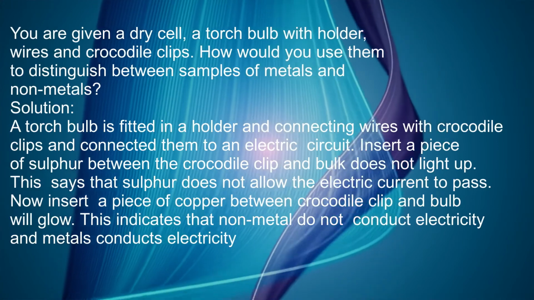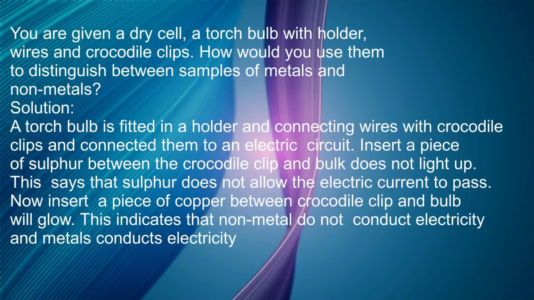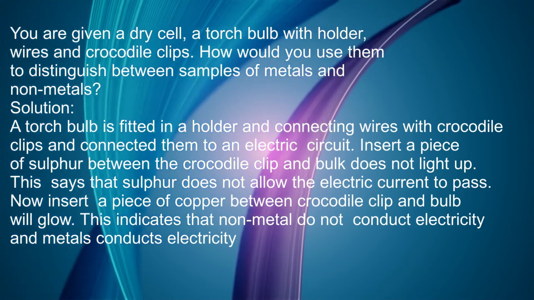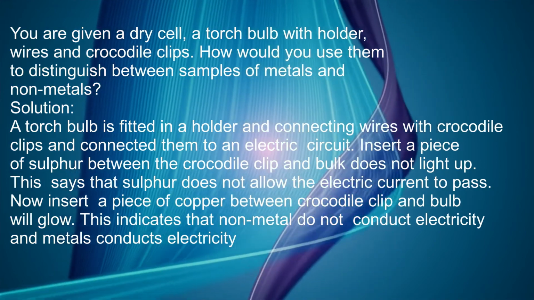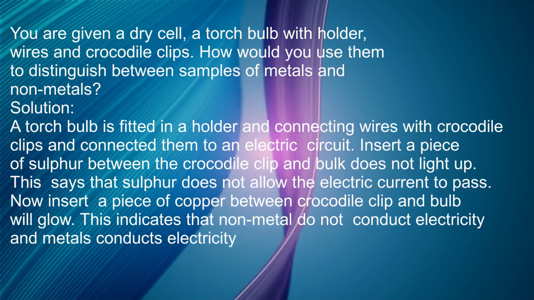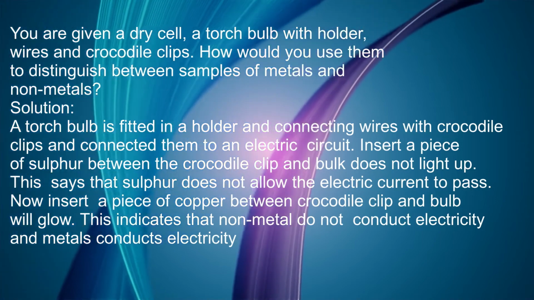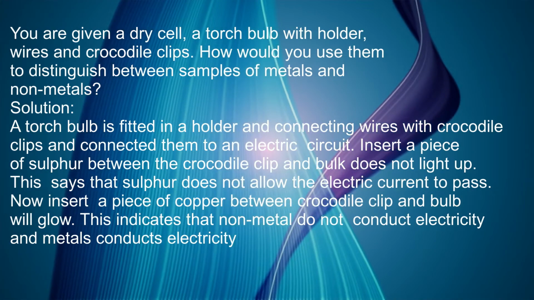You are given a dry cell, a torch bulb with holder, wires and crocodile clips. How would you use them to distinguish between samples of metals and nonmetals? Solution: a torch bulb is fitted in a holder, and connecting wires with crocodile clips are connected to make an electric circuit. Insert a piece of sulfur between the crocodile clip and the bulb, and the bulb does not light up. This says that sulfur does not allow the electric current to pass. Now insert a piece of copper between the crocodile clip and the bulb, and it will glow. This indicates that nonmetals do not conduct electricity and metals conduct electricity.